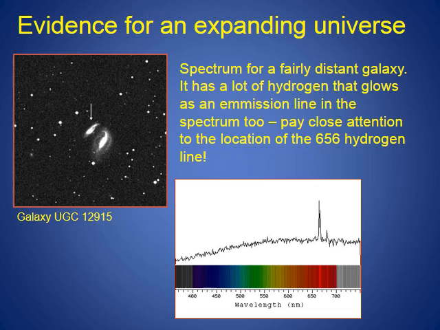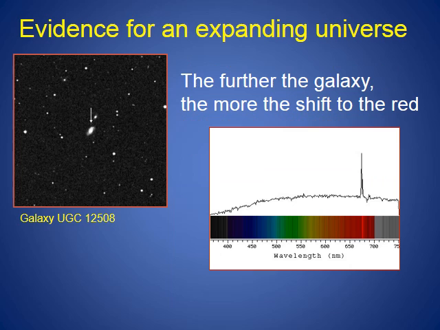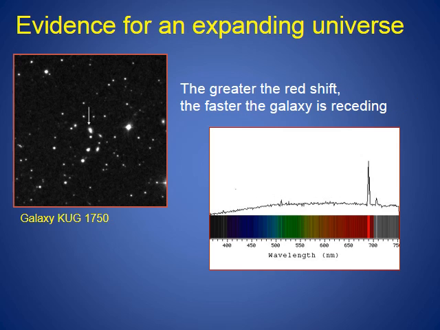It has a lot of oxygen as well, which is why you see those green lines on the spectrum. Here's another galaxy. It's a little bit further away. It has a lot of hydrogen as well, but if you look at where the location of the 656 hydrogen line is, you can see that hydrogen line has shifted to the red. Another galaxy even further away, you can see that that hydrogen line is shifting towards the red.